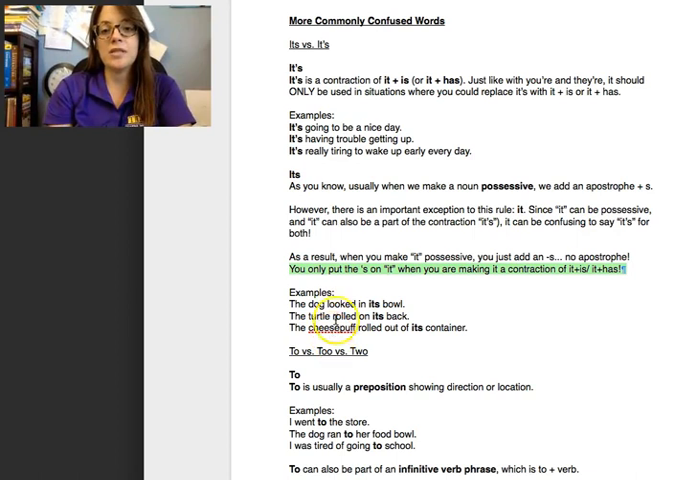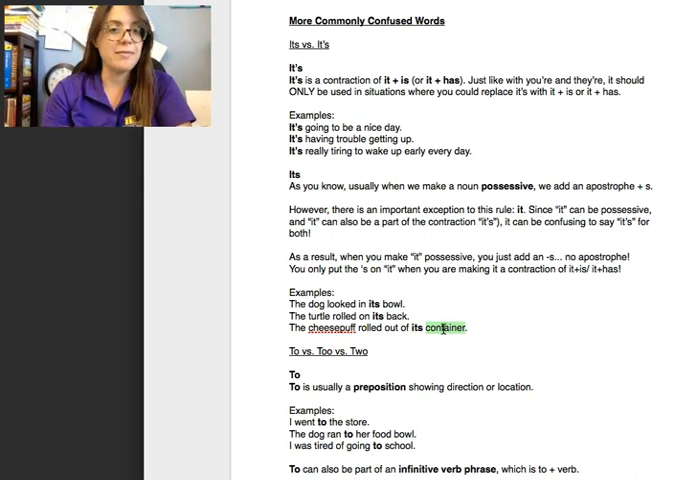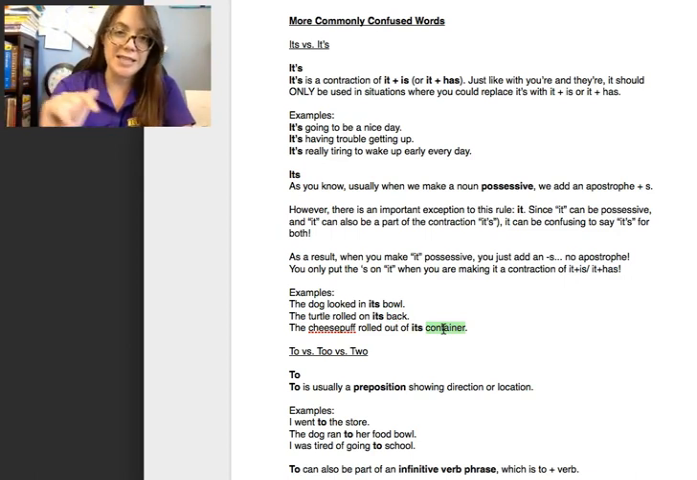All right, so examples: the dog looked in its bowl, the turtle rolled on its back, the cheese puff rolled out of its container. In each of these, the bowl belongs to the dog, the back belongs to the turtle, the container belongs to the cheese puff. So in each of those, I want its, my possessive its.